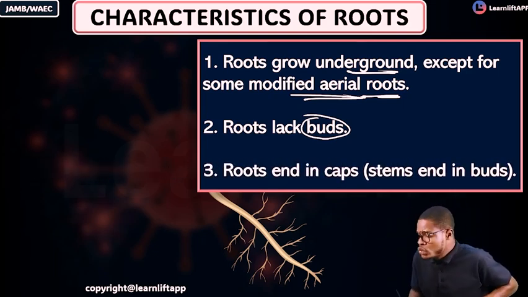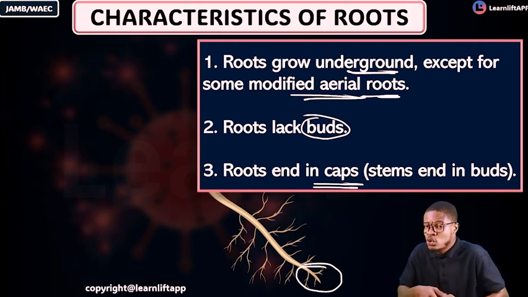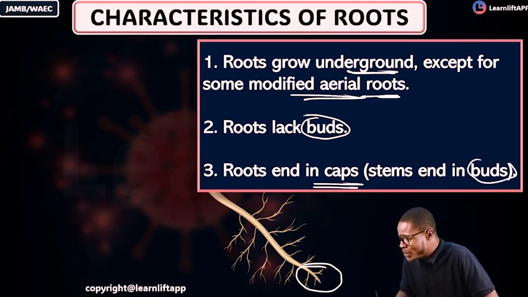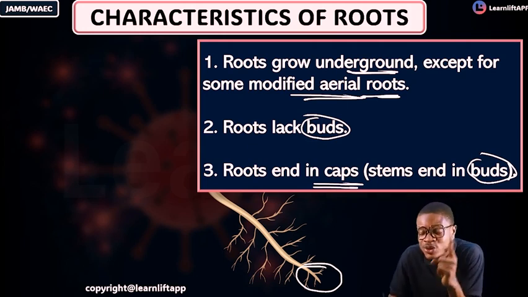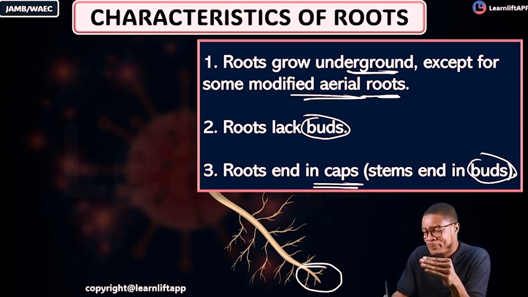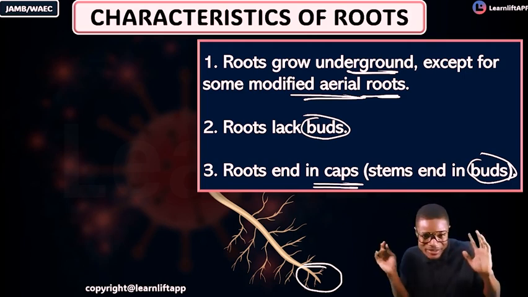Number three, roots end in a cap. This terminal portion of the root, what is it called? Is it not the root cap? So roots end in a cap, but stems end in what? Bud. One of the big differences between your roots and your stem is that roots always end in a root cap, but stems end in a bud. Does it make sense?